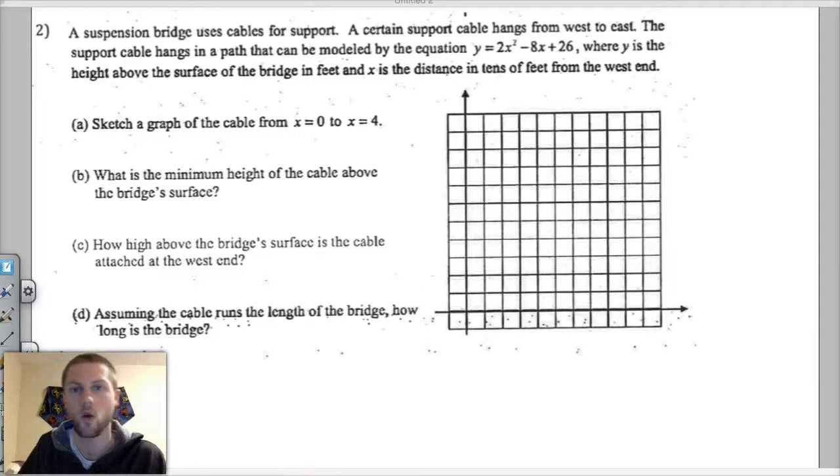We're going to work on this quadratic application problem. So let's take a look at this. This is number 2 from the worksheet that I handed out in class today. And let's see what we have here.